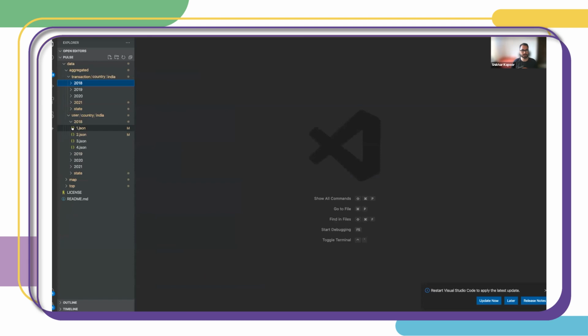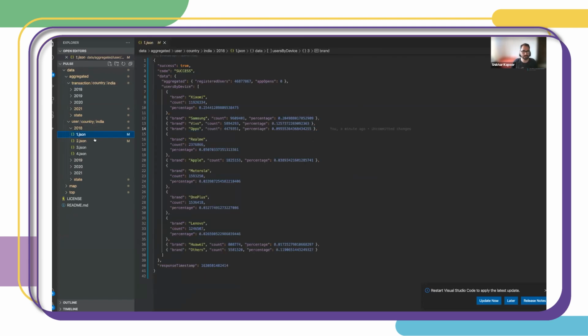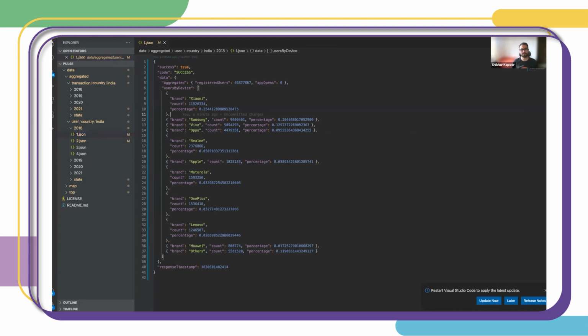Similarly, if I go to user data, within the user data, you see first again segmented by the year, and then going inside year you see the quarter level data for users in India. What we have here is the number of users by the device manufacturer, which means people who are accessing PhonePe through a Xiaomi device. What we show again here is the total count of the users, and you see the percentage of the share of the device.